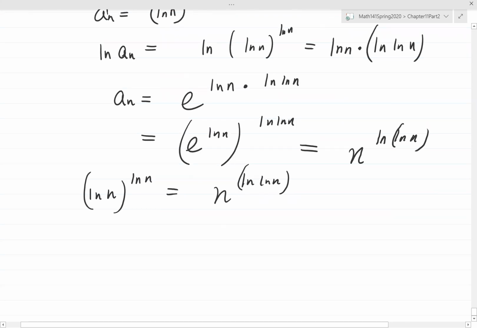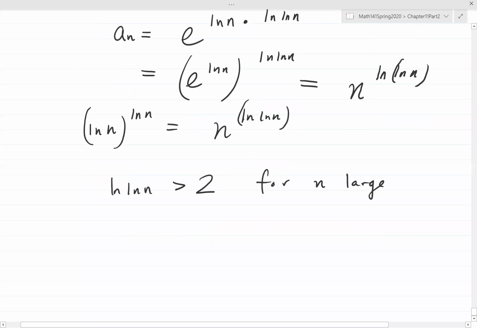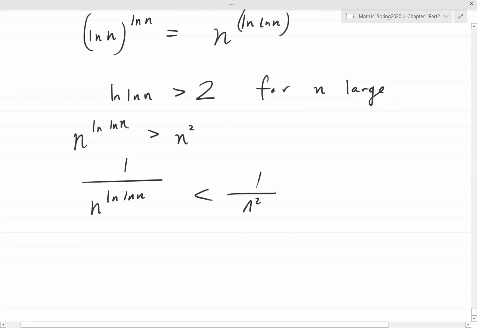Okay. Now you see by the p-test, when n is large, ln n should be greater than, for instance, 2, for n large. Now you see n to the power ln n will be greater than n squared. Now if you take the reciprocal, n to the power ln n, this is less than 1 over n squared. Remember, this actually converges. The right side 1 over n squared converges.